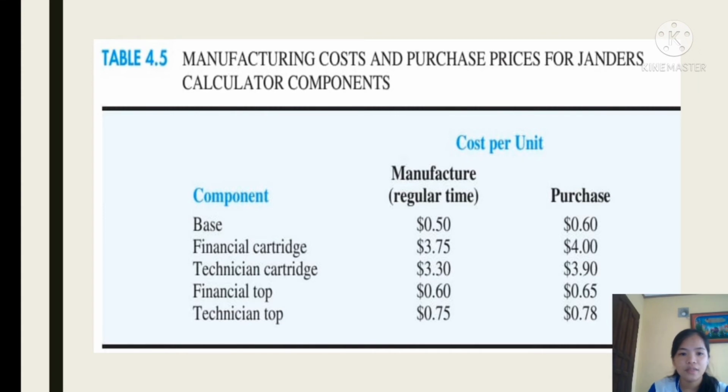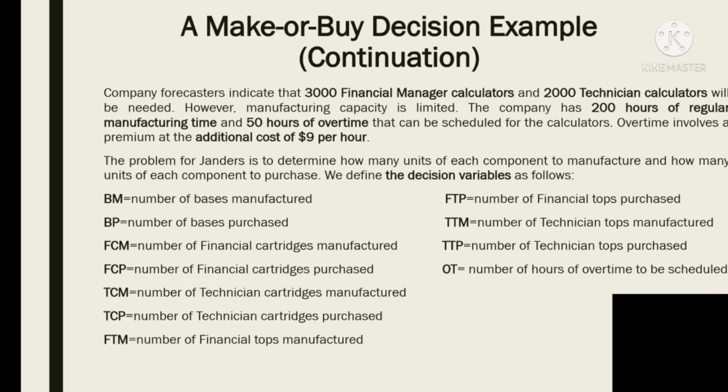Table 4.5: Manufacturing costs and purchase prices for Hunter's calculator components. Company forecasters indicate that 3,000 Financial Manager calculators and 2,000 Technician calculators will be needed. However, manufacturing capacity is limited. The company has 200 hours of regular manufacturing time and 50 hours of overtime that can be scheduled for the calculators. Overtime involves a premium at an additional cost of $9 per hour.